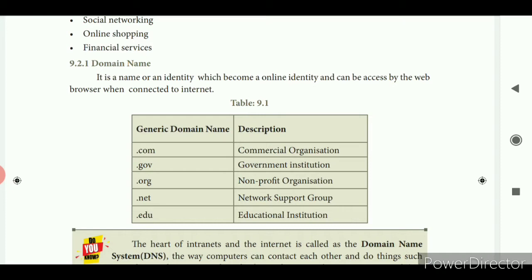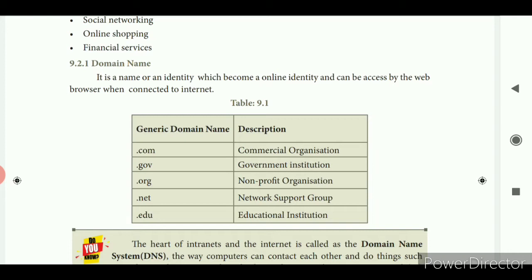So what do you mean by .com? .com means it's a commercial organization. Then .gov means it's a government institution. Then .org means it's a non-profit organization. Then .net means it's a network support group. Then .edu means it's an educational institution.